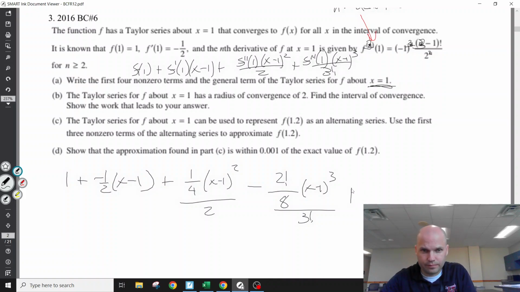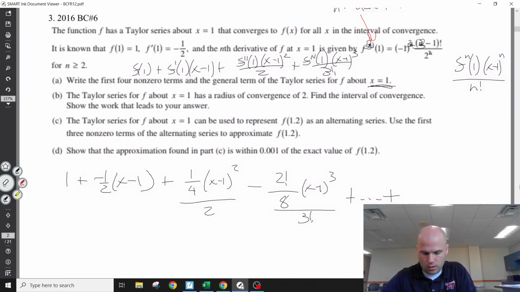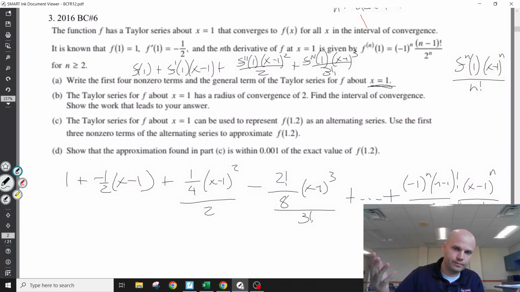General term. Nth derivative, x minus 1 to the n over n factorial. Literally, you got what you need here. Nth derivative x minus 1 to the n over n factorial. You can separate it into multiple fractions, or write this next to this, write that next to that.